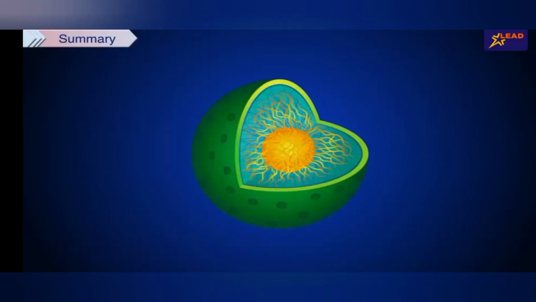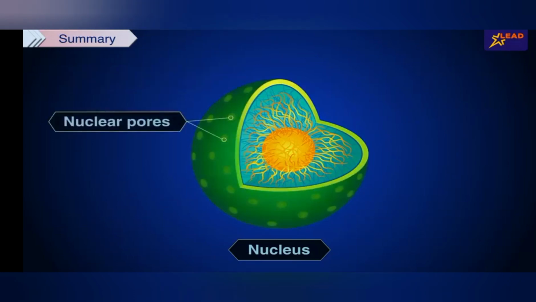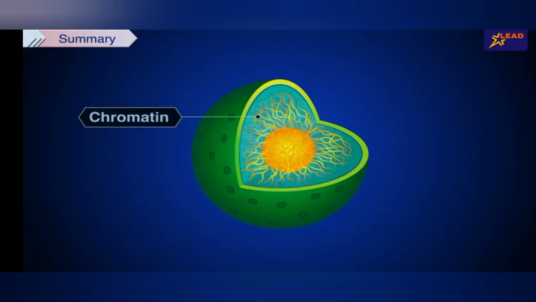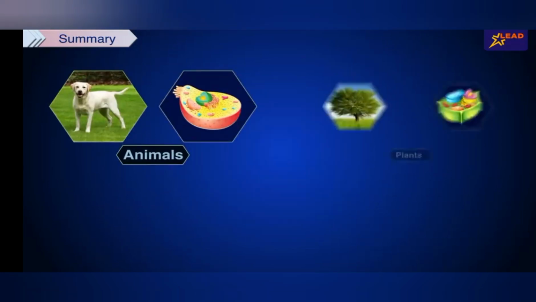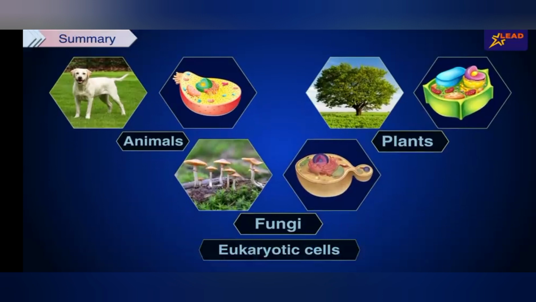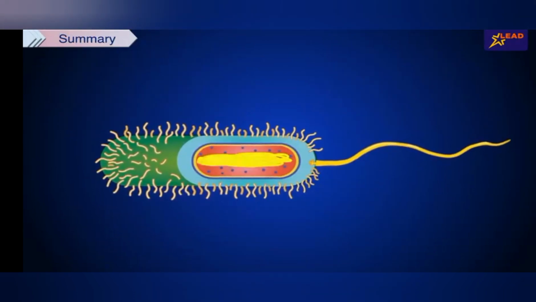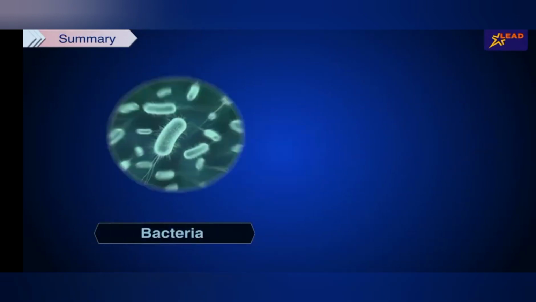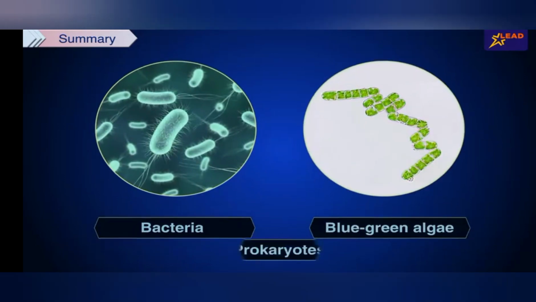Let us summarize. So, today we learned about the nucleus. It is the largest organelle and has different parts: the nuclear membrane, nuclear pores, nucleolus, nucleoplasm and chromatin. We also learned that cells with a well-defined nucleus are called eukaryotic cells. Organisms that have eukaryotic cells are called eukaryotes. Cells in which the genetic material floats in the cytoplasm are called prokaryotic cells. Organisms that have prokaryotic cells are called prokaryotes.